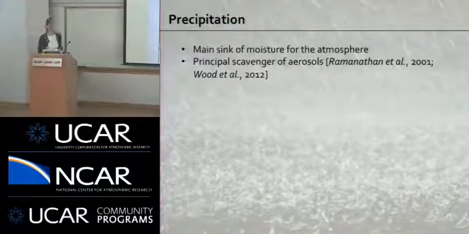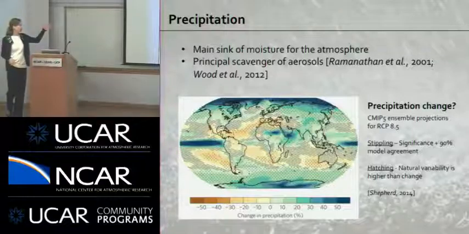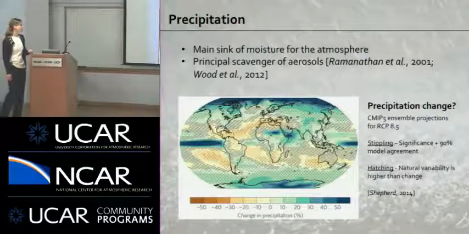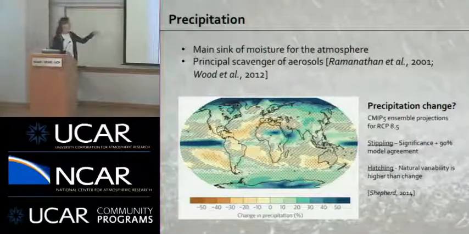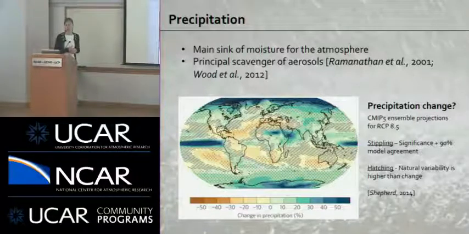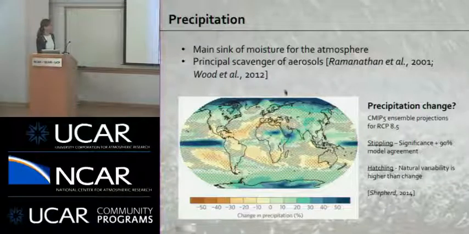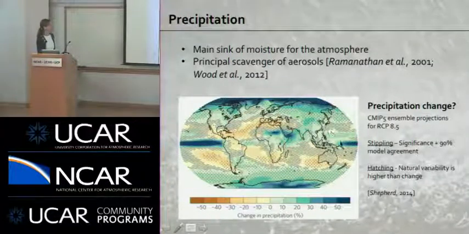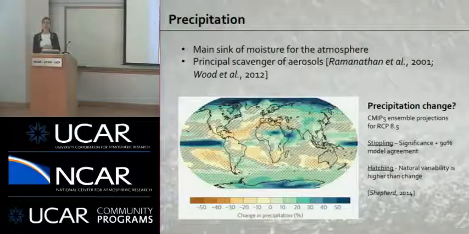I think these last couple of points are nicely illustrated by this figure from Shepherd 2014, where we're looking at precipitation changes from the CMIP5 ensemble projections for RCP 8.5. As you might expect, increases in precipitation are shown in cool colors and decreases in warm colors. But where I really want to draw your attention is to the stippling and the hatching. The stippling suggests where changes are significant and 90% of models agree. And the hatching shows regions where the natural variability is higher than the projected change.